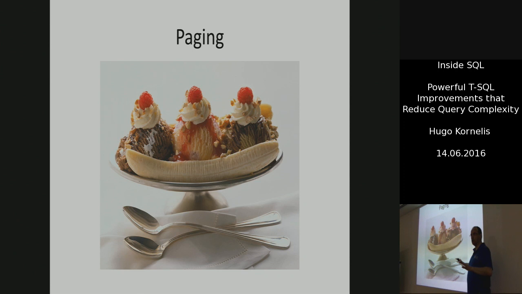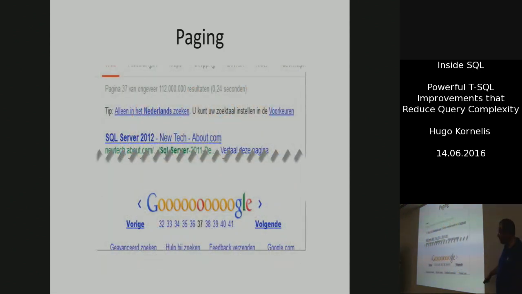No OVER clause now. We're going to do something completely different, but it's also something that was introduced in SQL Server 2012, a new way of paging. This is the Dutch Google, but what I want to show here is we're on page 37 of the search results, and it's page 37 of about 112 million.